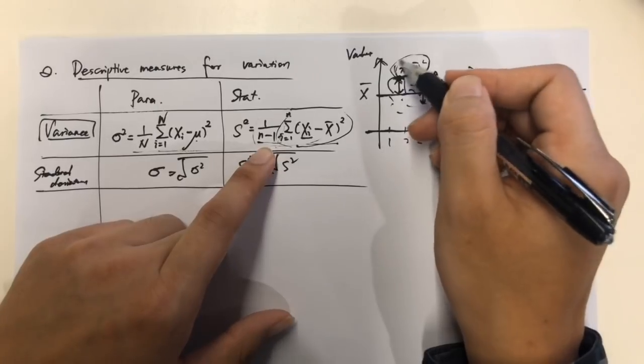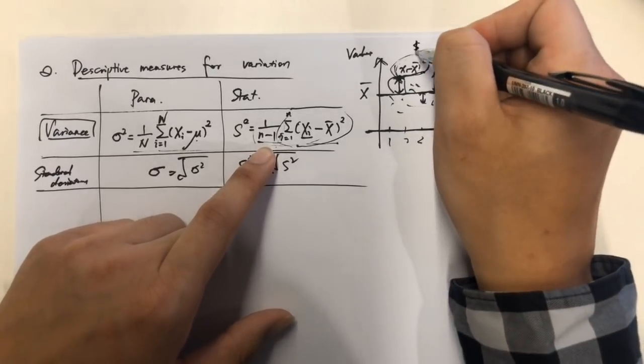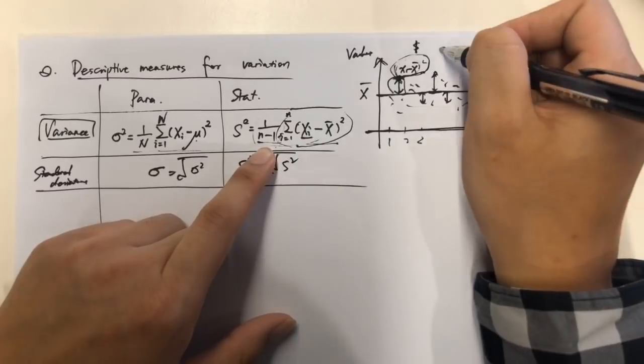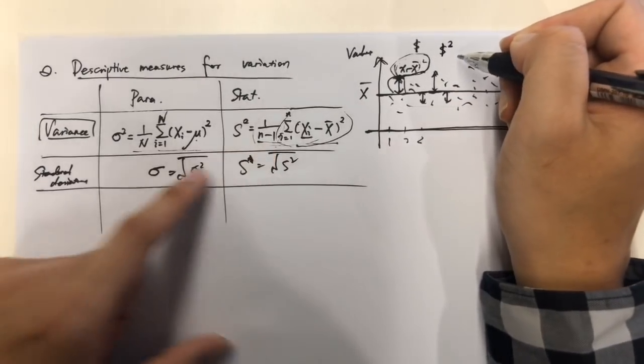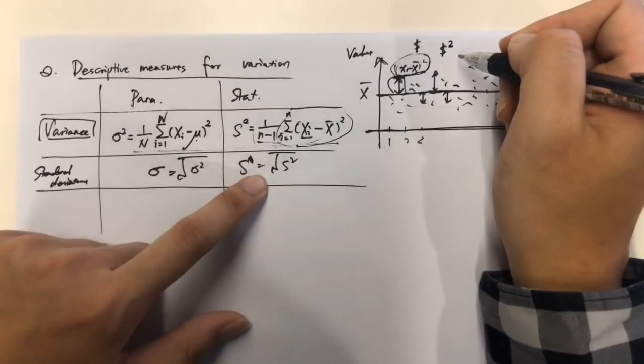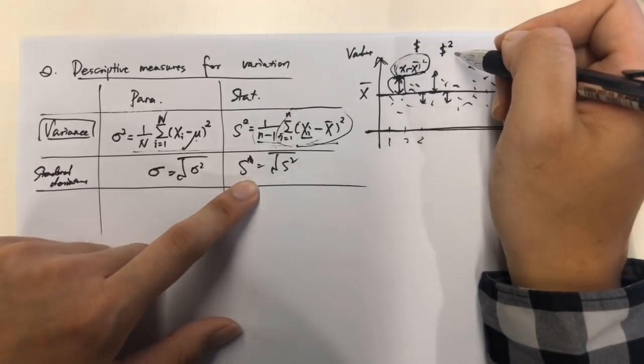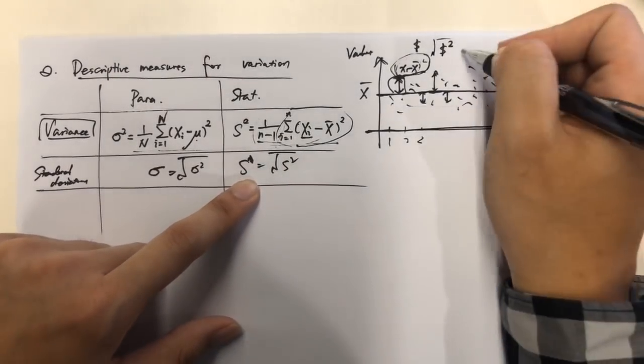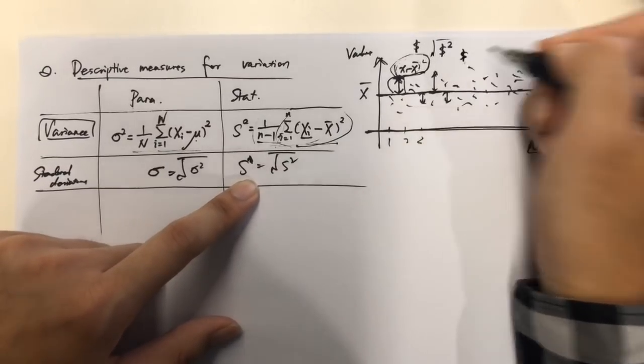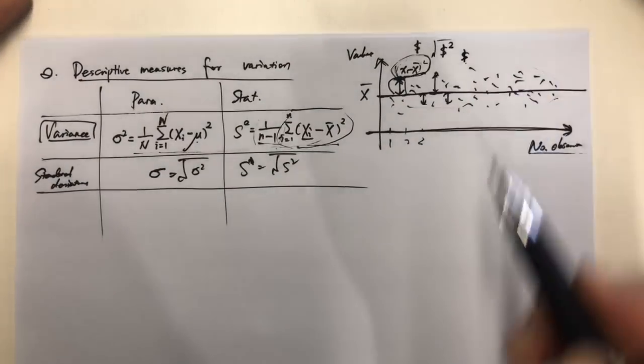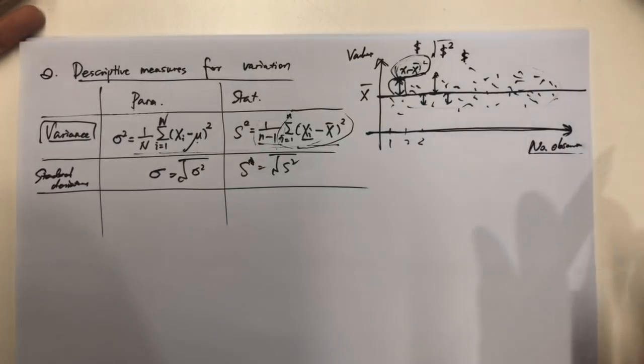So if the original data is in dollars, the variance must be in dollars squared, right? So that's why we take the standard deviation, or we take the square root of the variance. So yeah, and then we get dollars for the standard deviation, okay?